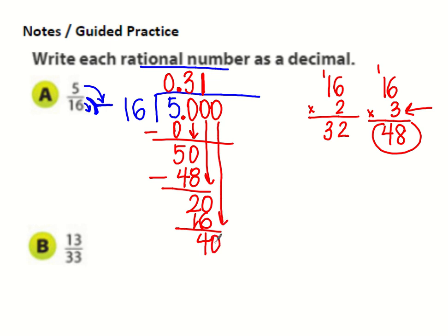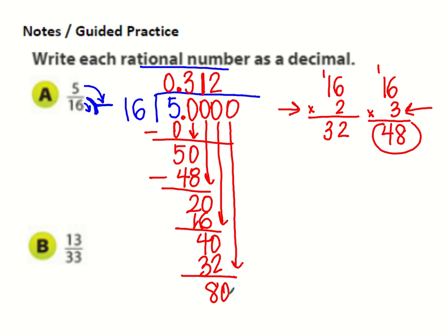16 into 40. Oh, you can look over here. You had 32 and 48. Well, 48 is too high, so it must be 16 times 2. Gives me 32. Then I subtract, I get 8. I can add another 0, bring it down. Oh my gosh, how long are we going to have to keep going on this one? So sometimes you're going to keep going.